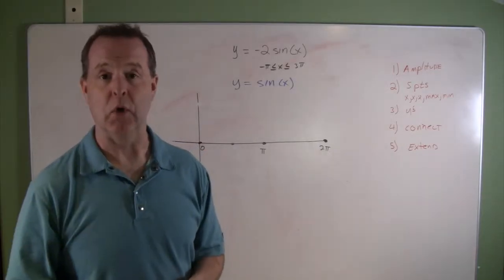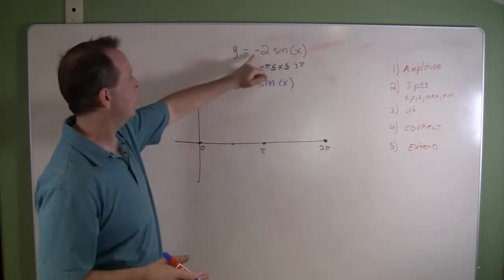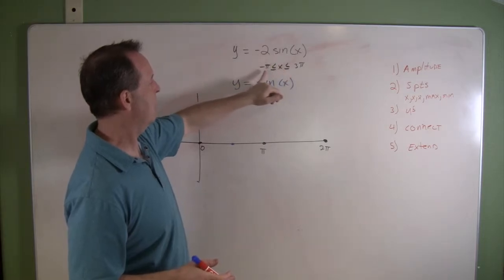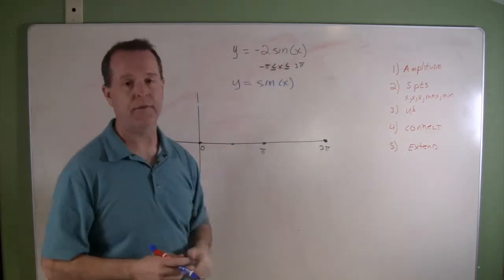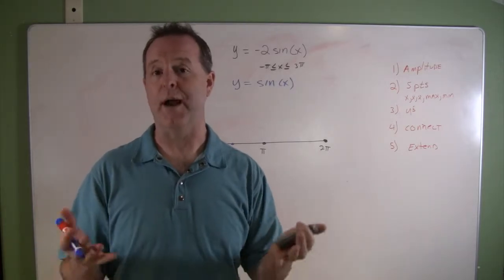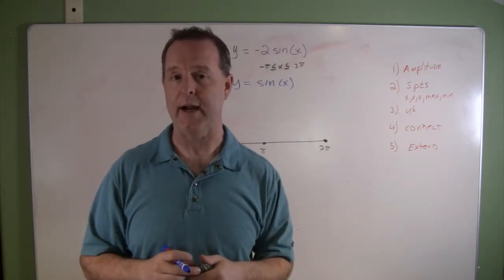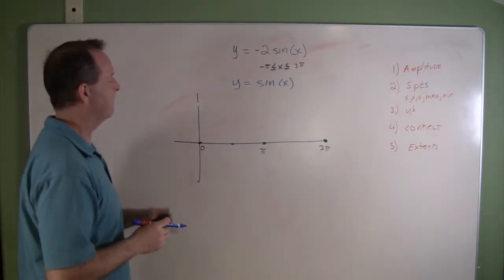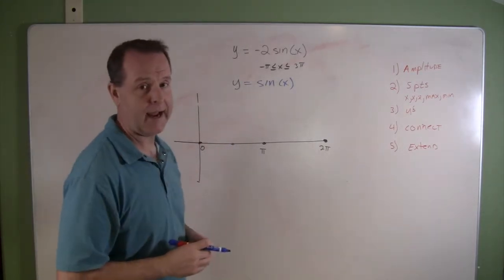Let's take another example and let's graph y equals -2 sine of x. And I want to see what that graph looks like over the range from -pi to 3 pi. To do this, I'm going to first start with the graph that we're familiar with, y equals sine of x, and then from there, do some translations to get a sense of what's going on. So y equals sine of x.